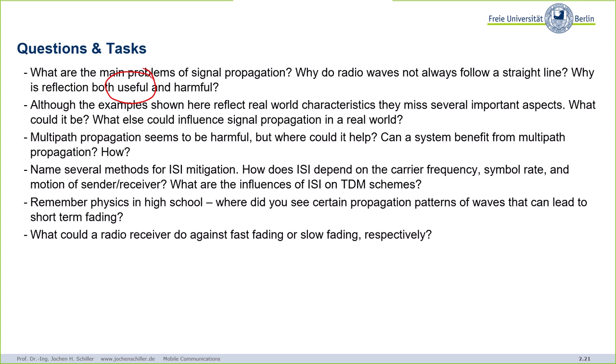Because the delays vary over time. You can imagine you walk or you drive through a city, and then permanently those multipaths change.